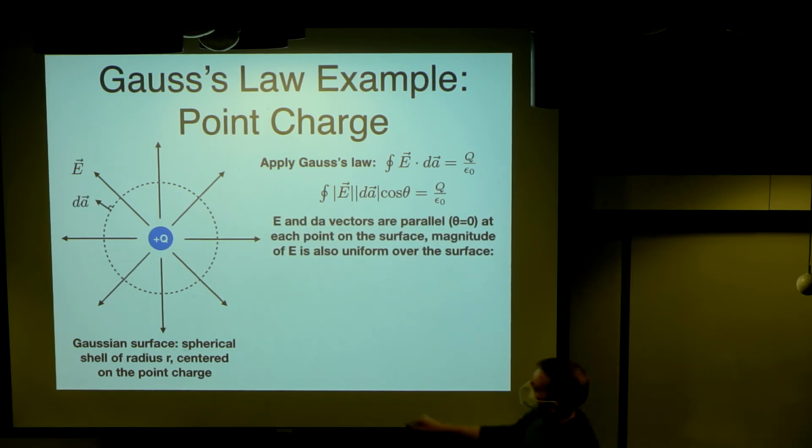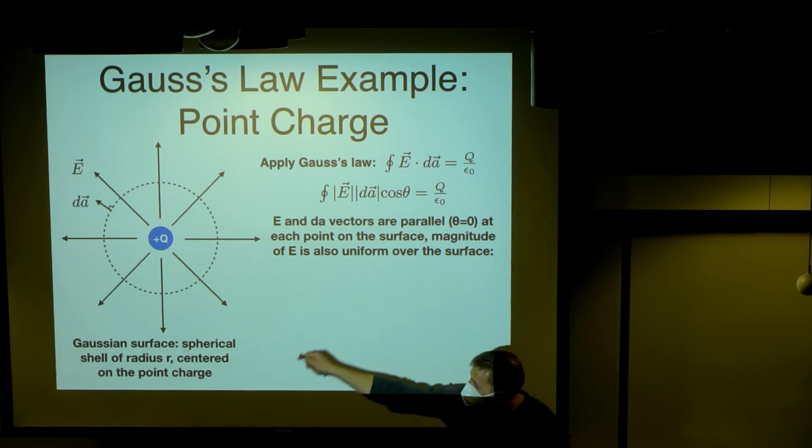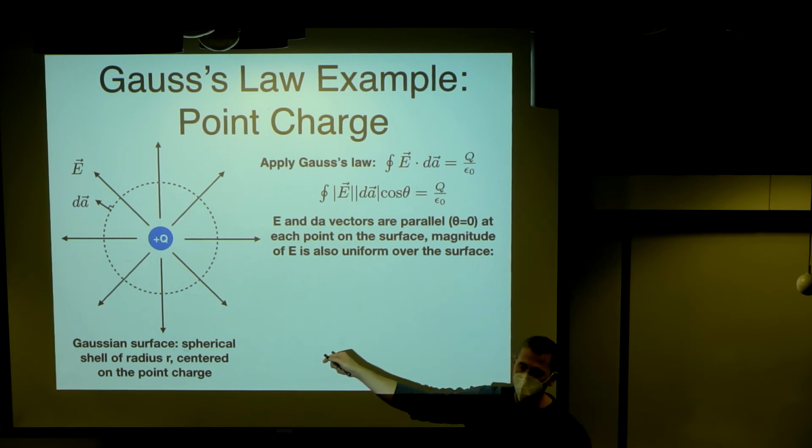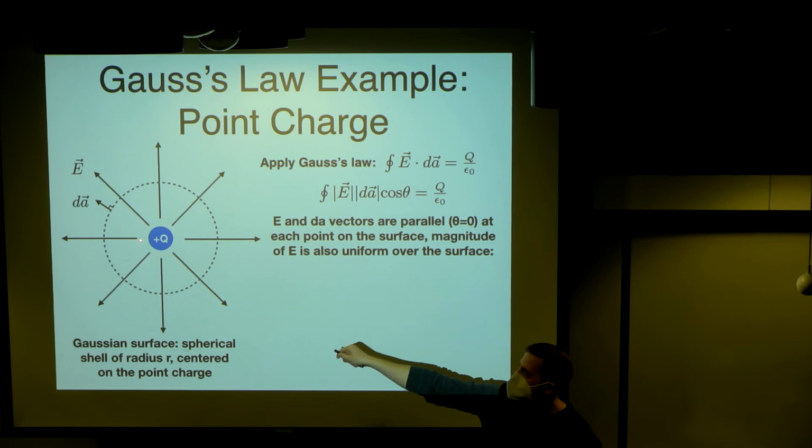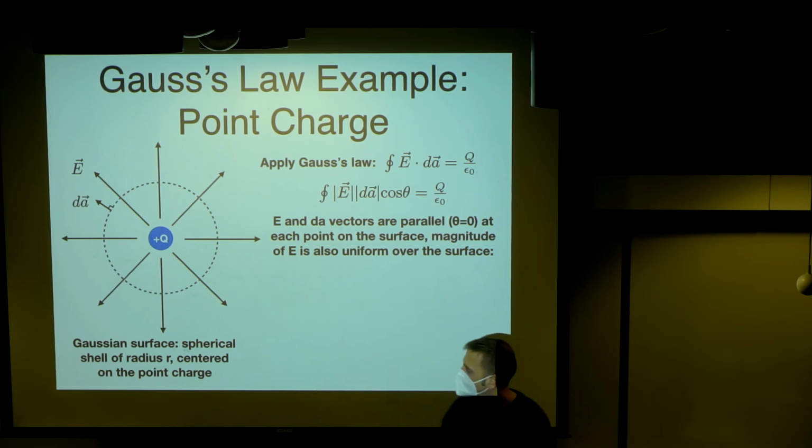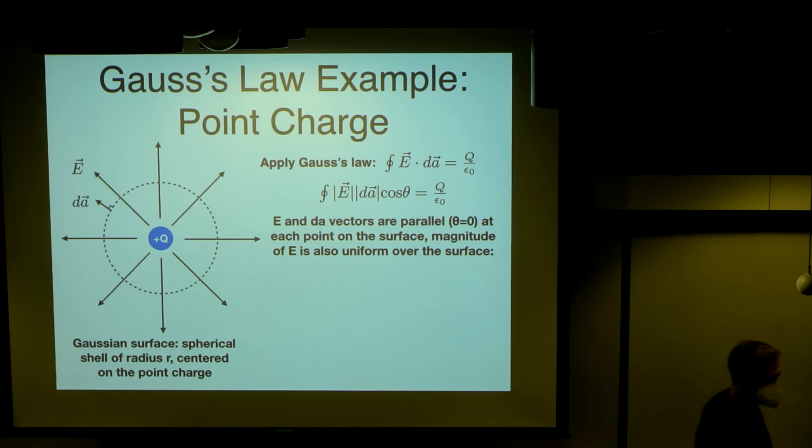Okay? So the dA vector depends exactly on where you are, of course, but let's say we're here. My dA vector would be pointing outwards like this. But the point is, it's going in the exact same direction as my E field. My E field is pointing radially outwards, and so is my dA vector. So the angle between those two vectors, regardless of which point on the sphere we're talking about, is 0. Does that make sense? We're pointing the same way.